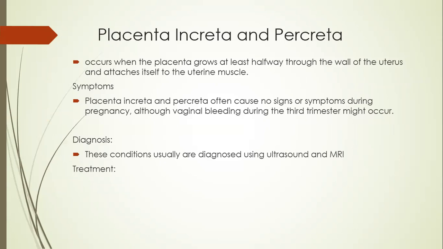And what is placenta increta and percreta? It occurs when the placenta grows at least halfway through the wall of the uterus and attaches itself to the uterine muscles. The main difference is that in accreta it reaches the uterine muscle but won't cross it. In placenta increta as well as percreta, it will cross the uterine muscle and have a strong grip over it. Often there are no symptoms, though vaginal bleeding may be present, and it can be diagnosed with ultrasound and MRI. MRI is not at all needed, because with ultrasound itself you can identify that.